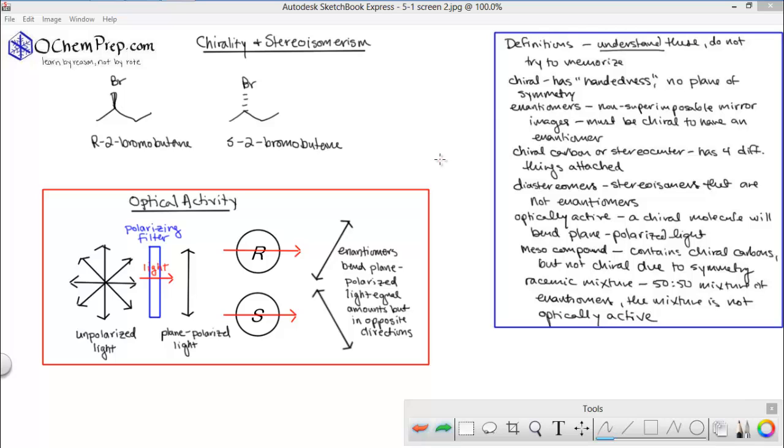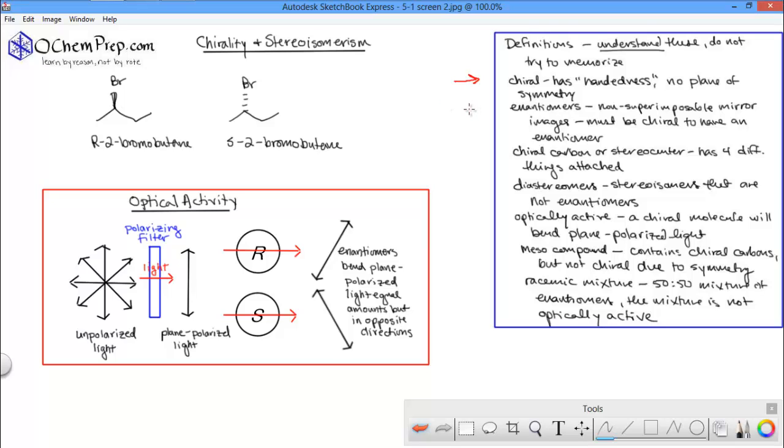Before we go on to molecules that have two chiral carbons, it would be good to go through and make sure we understand the words that are associated with this section of organic chemistry. The first word is chirality or chiral. Anything that has no plane of symmetry has a handedness to it, whether they're molecules or a pair of scissors. Something that has no plane of symmetry is said to be chiral or has a handedness.